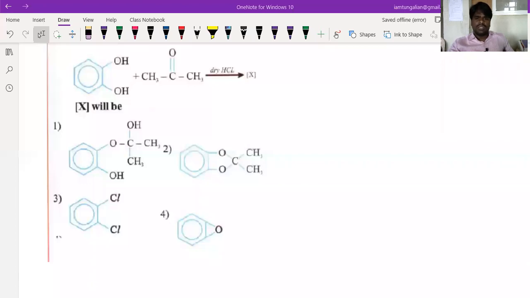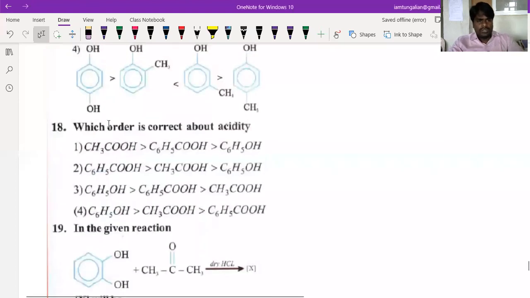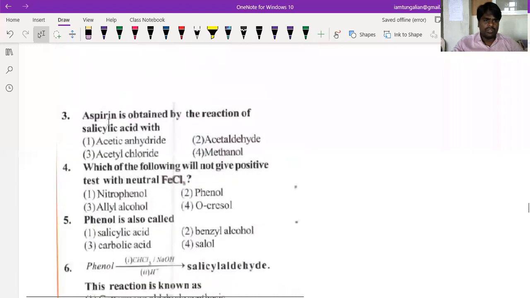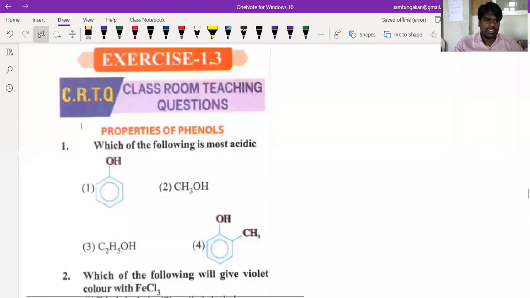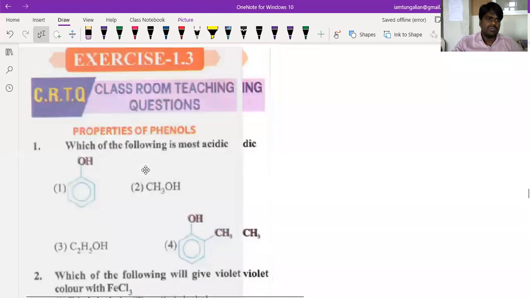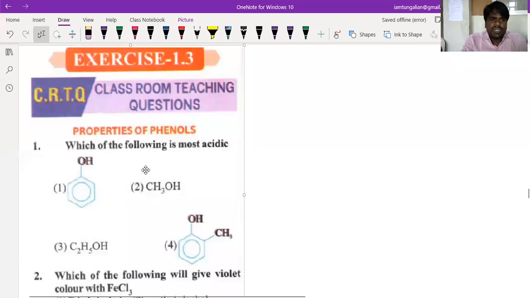Can you see this PDF? Are you able to see the PDF? Yeah, no problem. So if you look here, let me go through the exercise number. This is your exercise number 1.3.